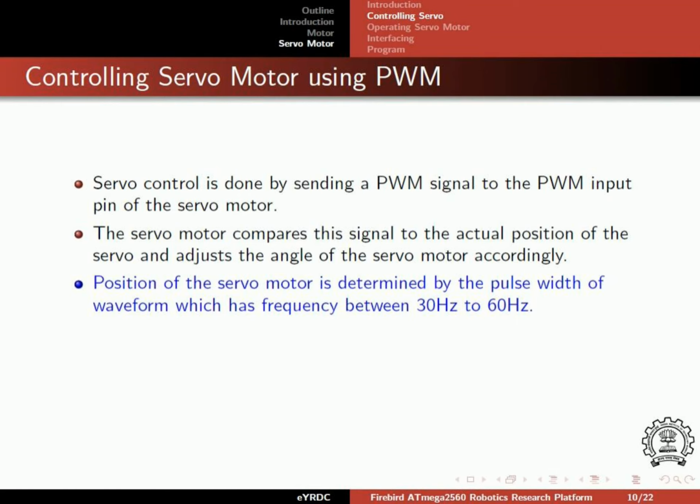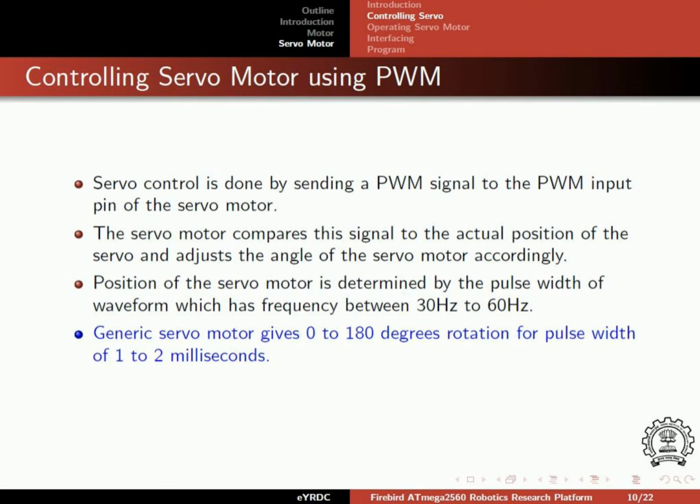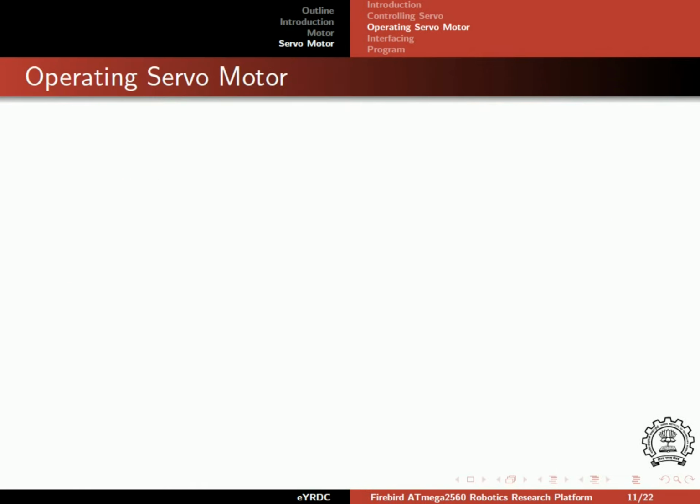Position of the servo motor is determined by the pulse width of the waveform, which has frequency between 30 Hz to 60 Hz. Generic servo motor gives 0 to 180 degree rotation for pulse width of 1 to 2 milliseconds. 50 Hz is considered as ideal frequency. Now, let's see how to operate a servo motor.